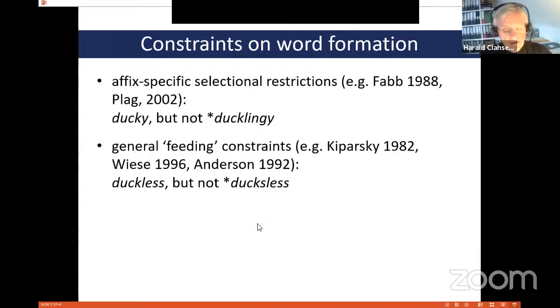Linguists have analyzed the interaction between different morphological processes in terms of constraints or restrictions. One of them are affix-specific selectional restrictions, and others are more general grammatical constraints, semantic, phonological, morphological ones. In English, for example, the observation that the denominal suffix -y, as in ducky, never attaches to an already suffixed word is an example of an affix-specific selectional restriction, so that you can say ducky but not ducklingy. An example of a more general feeding constraint, having to do with interactions between these components, holds that regularly inflected forms such as -s plurals are blocked from productive derivational processes. So you can say duckless, but not ducksless.